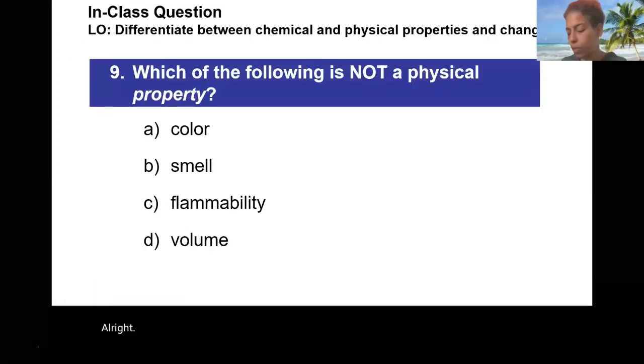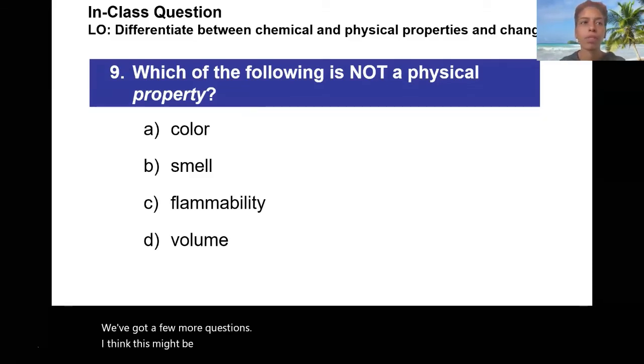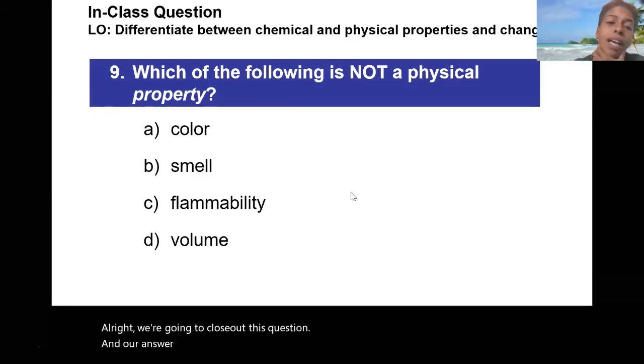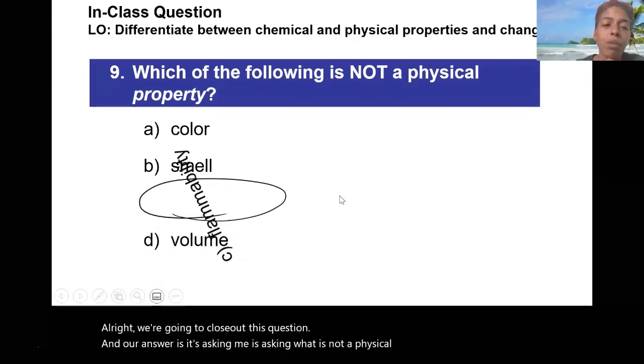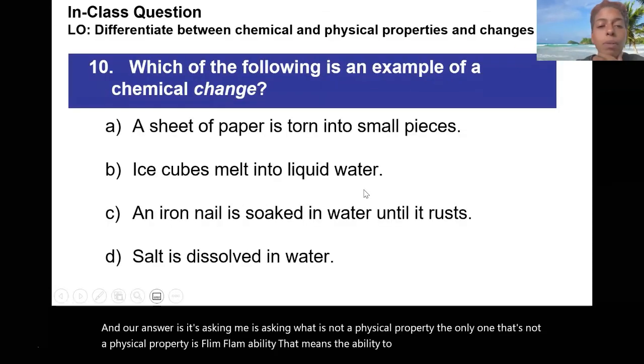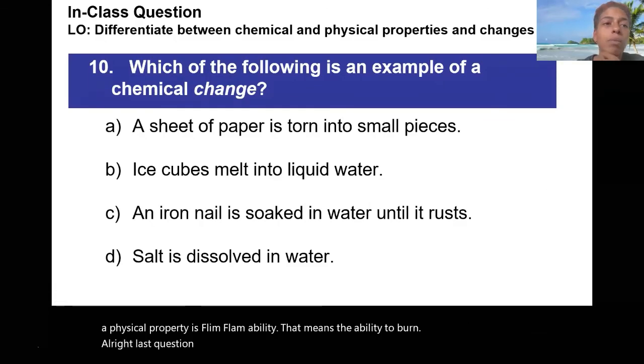We've got a few more questions. I think this might be our second to last one for today. It's asking what is not a physical property. The only one that's not a physical property is flammability. That means the ability to burn. All right, last question for today, and we will be done.